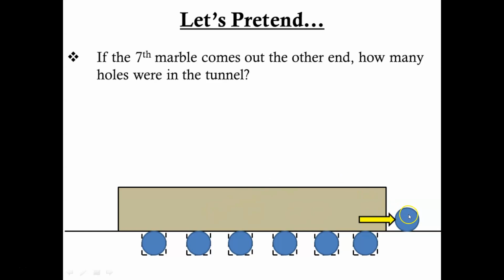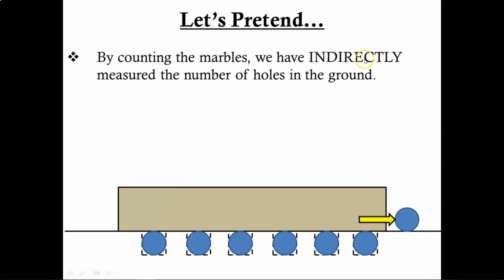If marble number 7 comes out, then I can assume that each of these holes was filled with a marble, allowing my marble to roll through the tunnel, and therefore there must have been 6 holes. So was I actually measuring or counting the number of holes? No, I was counting the number of marbles. But because I know the relationship of marbles to holes is a 1-to-1 relationship, by counting the number of marbles, I've actually counted the number of holes. So we have indirectly measured one thing by directly measuring something else.